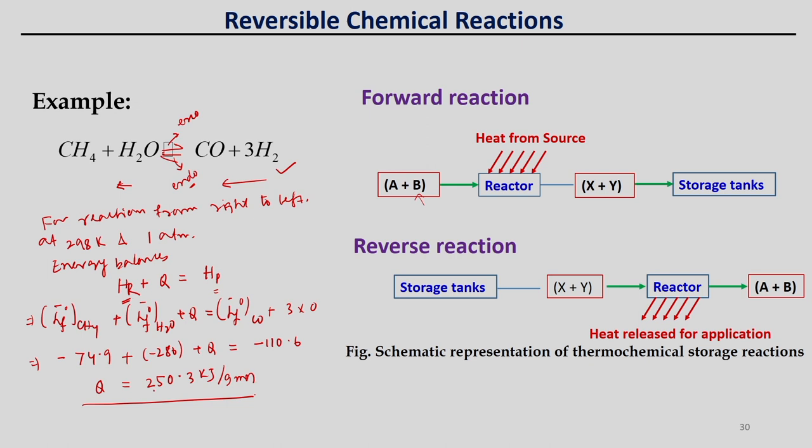Okay. So, if it is positive, that means the reaction is endothermic and energy is absorbed here. Okay. So, if we consider a reverse reaction from left to right, from here to here, then the result will be Q is equal to minus 250.3 kilojoule per gram mole. The energy is released and the reaction is exothermic, right. So, here in the chemical energy storage systems, that means thermochemical energy storage system, the endothermic reaction is called reformer and the exothermic reaction is called methanation.